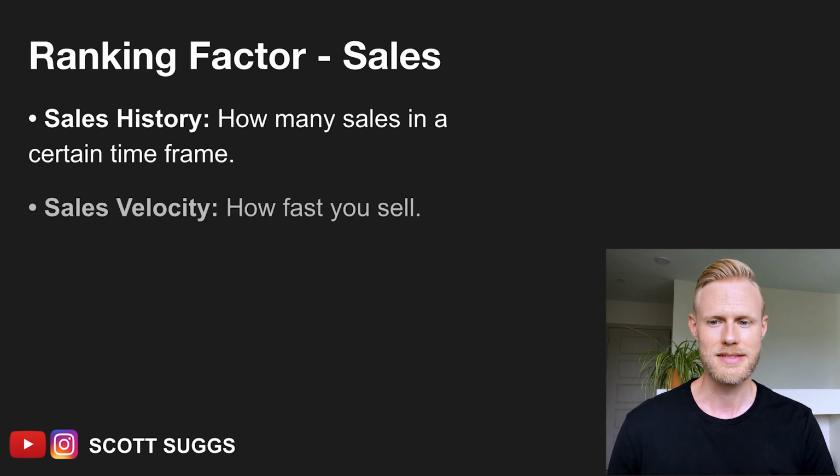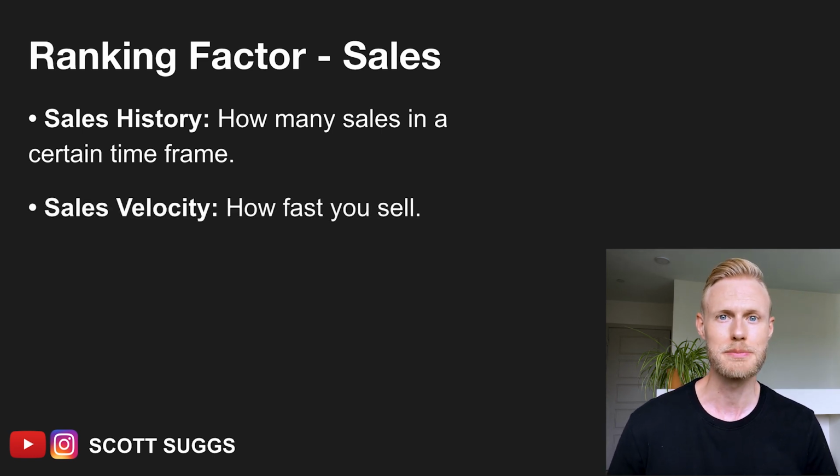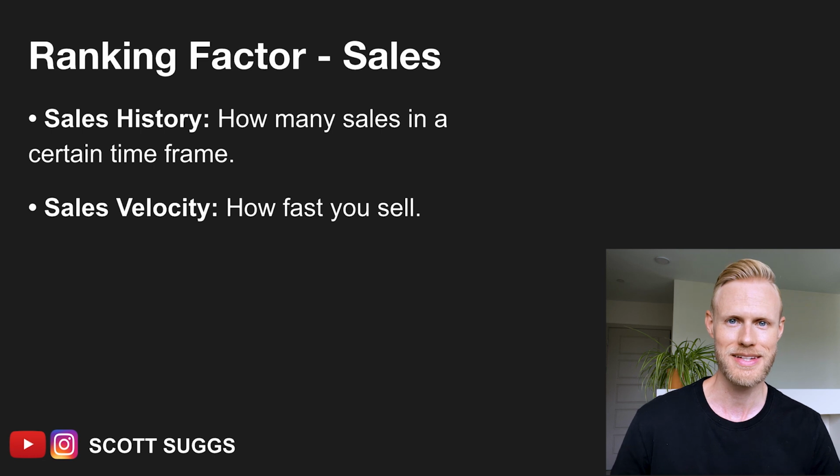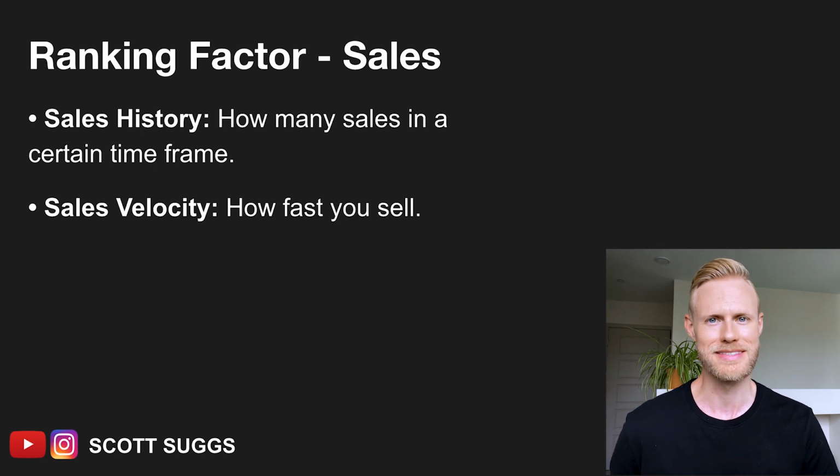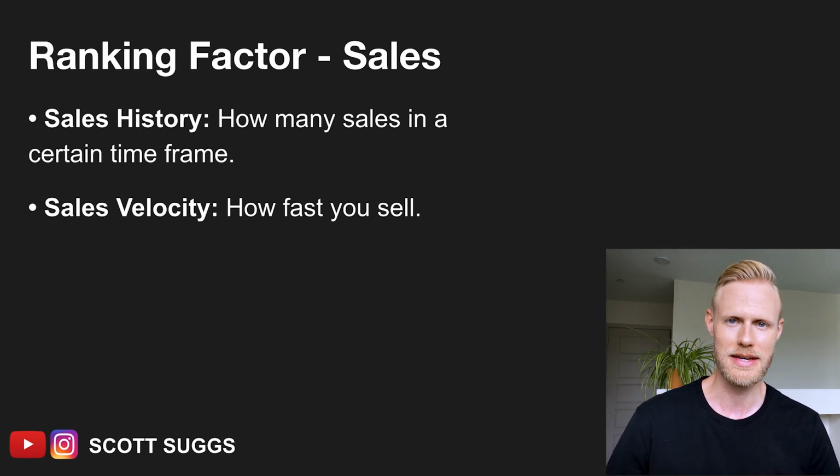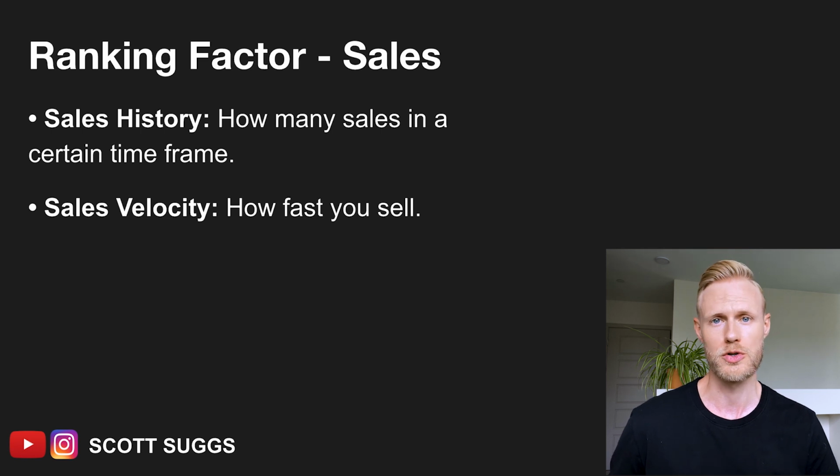The next thing is sales velocity. This is the speed at which you're selling. So if you all of a sudden go from selling 1 unit an hour to 10 units an hour, or 5 units a day to 20 units a day, that's a speed increase at which you're selling, which is a signal to Amazon that all of a sudden maybe your product is more relevant or more popular at that particular time.